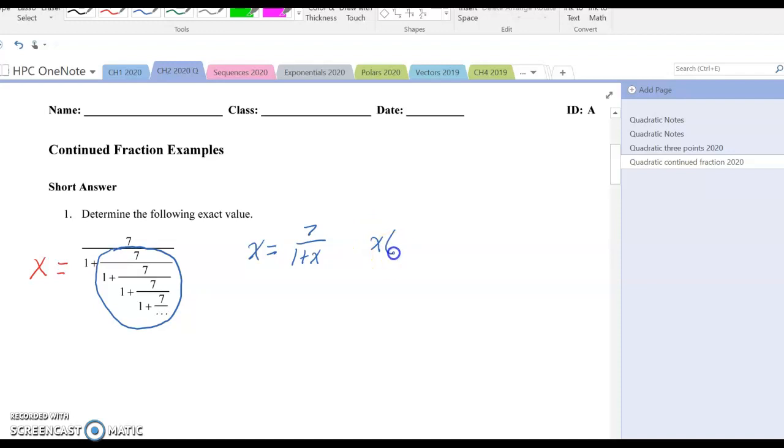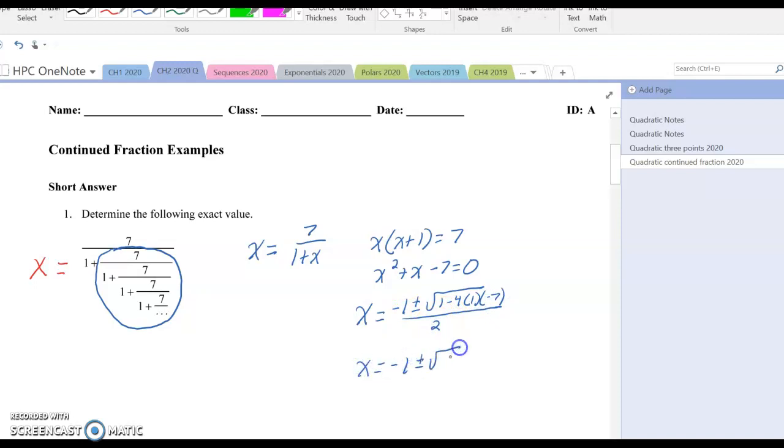So if we were to multiply both sides by the denominator, and then go through the algebra here, we get a quadratic equation. That's how it's connected to this unit. So then x is equal to the opposite of b plus or minus the square root of b squared minus 4ac all over 2a. So x is equal to negative 1 plus or minus the square root of 29 over 2.